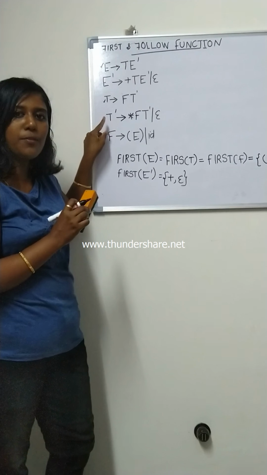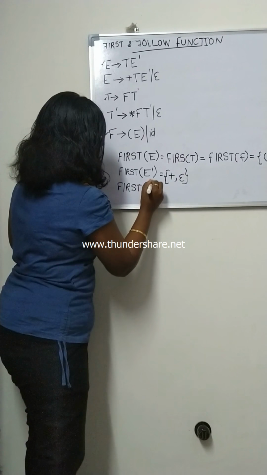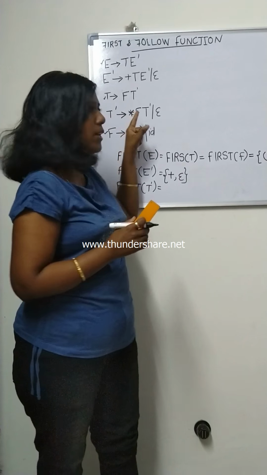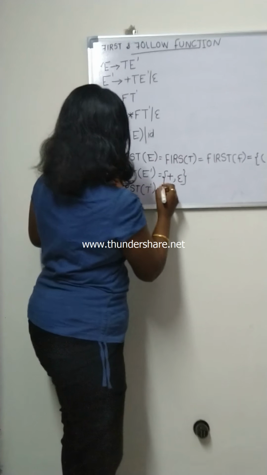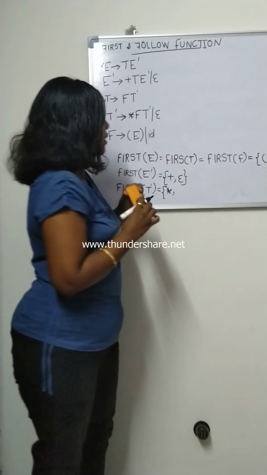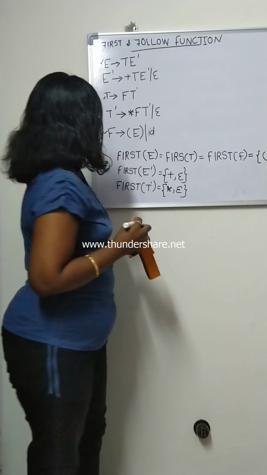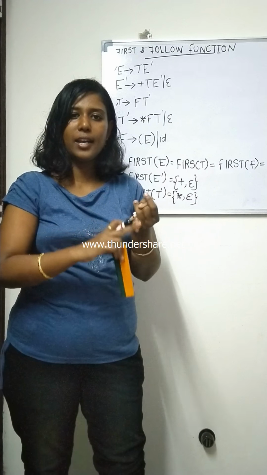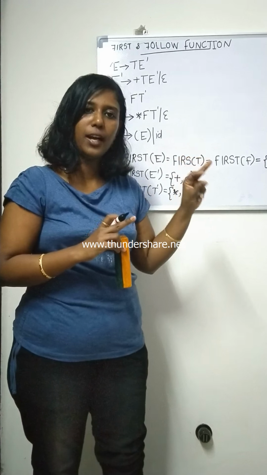Now we are going to find first of T dash. Here also we have two productions: T dash derives star F T dash, and T dash derives null value. So star is a terminal, and one more production we have is null value. Now the first function we find for terminals, that is, small letters or any numbers or any special characters, as well as for non-terminals.